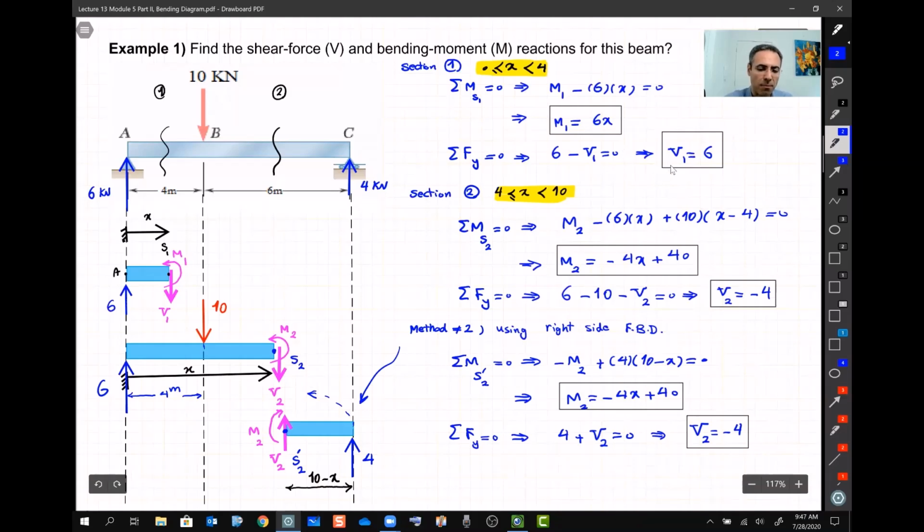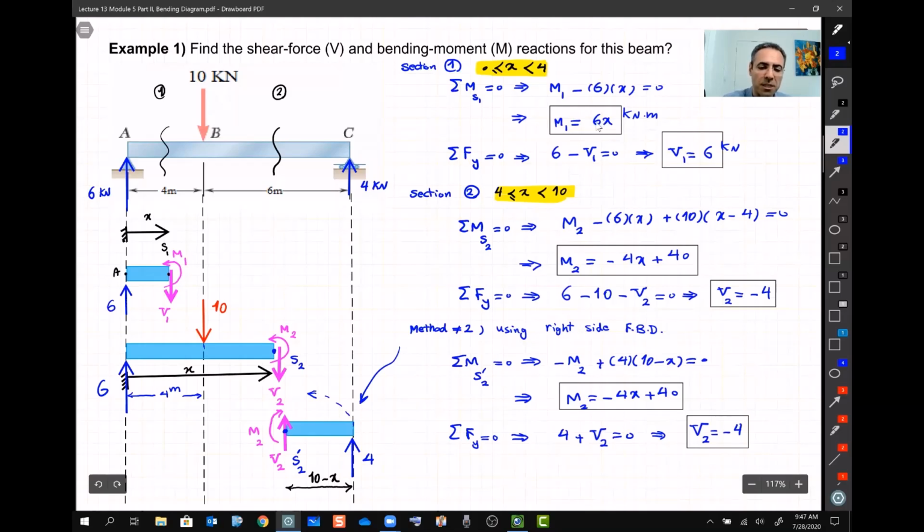V is just a number. V for section 1 is 6, all the way from A to B, no matter where you cross the beam. V1 is 6, and the unit, by the way, is kilonewton, and M is kilonewton meter, right? It's a moment. But M is changing.